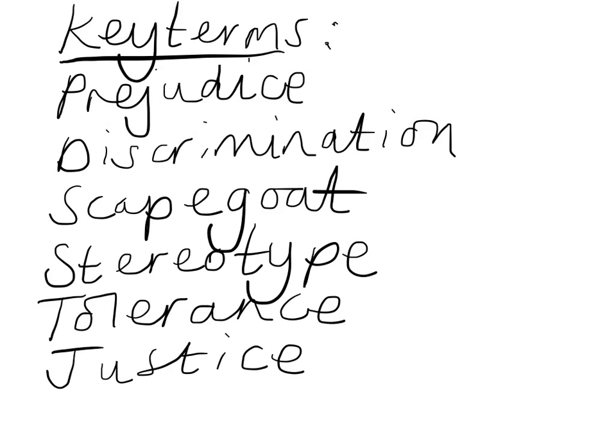Scapegoat. People to blame, such as the Jews during the Holocaust. Stereotype. A fixed mental image that you might have of a group of people. The others are tolerance, so to accept, justice, fairness or equality.